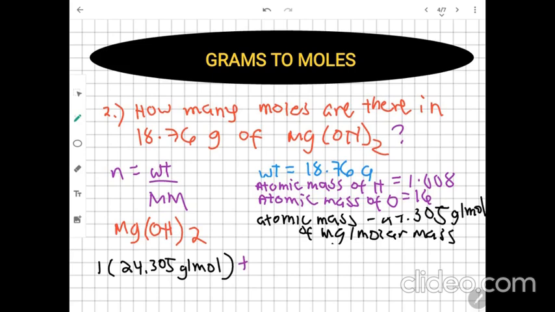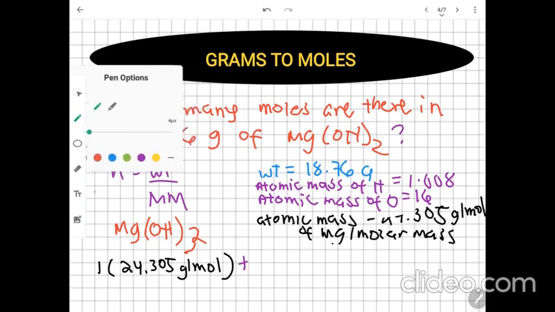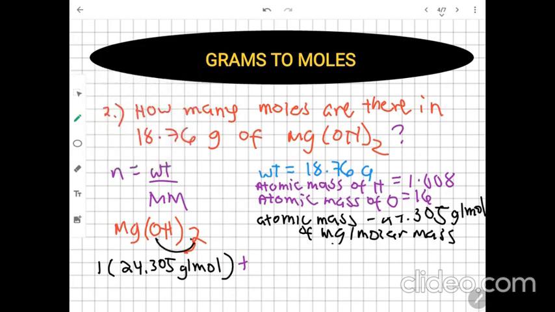From the Mg(OH)2 molecule, how many oxygen atoms do we have? We can distribute this 2 to the oxygen and to the hydrogen. So overall, we have two oxygen, so 2 times 16, plus we also have 2 hydrogens, or 2 times 1.008. Take note, we can distribute the number only to what is inside the parentheses. Let's get the value.